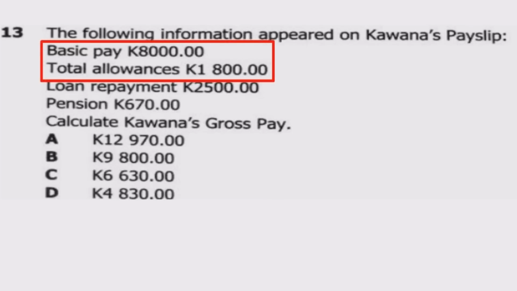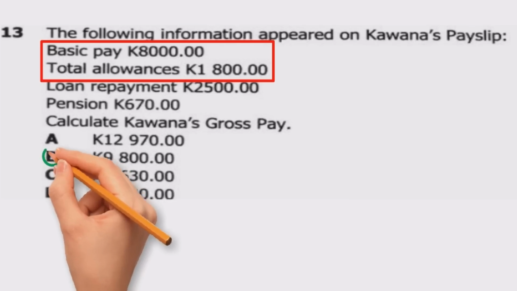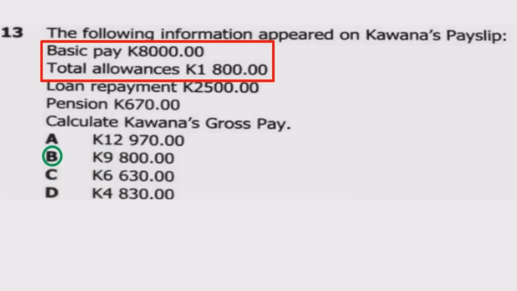So when we punch in our calculator 8,000 plus 1,800, it gives us 9,800. So the correct answer is B, which is 9,800. That is the correct answer. If you have questions, please ask in the comment section, but basically that is the correct answer, and that's what you do.